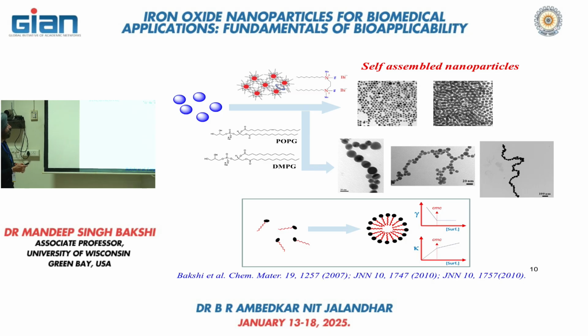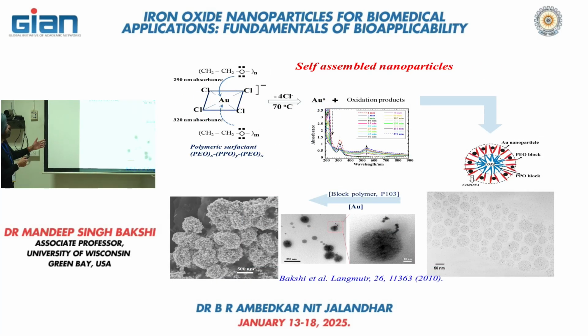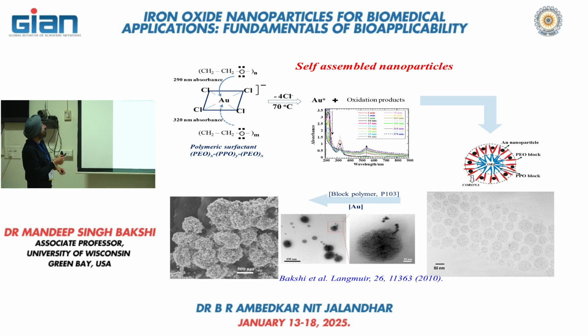Self-assemblies can also be achieved by using polymers. Here it is the block polymer, right? And here you have the redox chemistry in action. You have to choose a polymer which can be used for the redox reaction. Here you have the ether oxygens, so they can supply the electrons to the gold ion, and in this way it can convert into the gold nanoparticle.